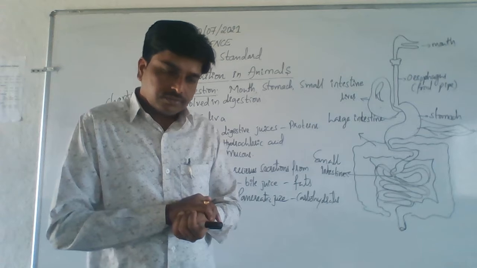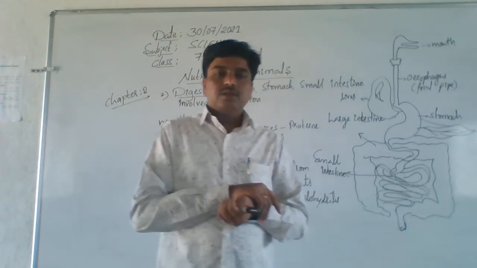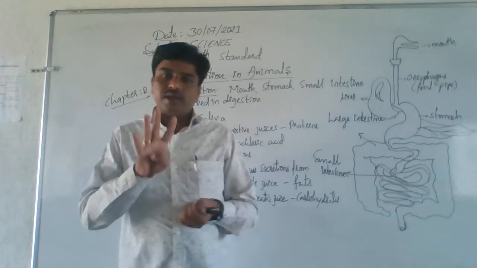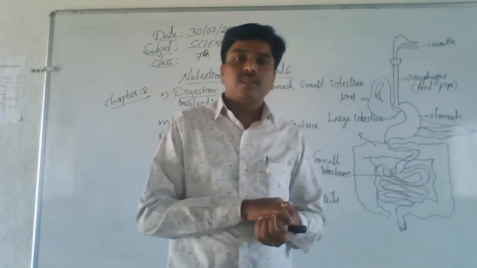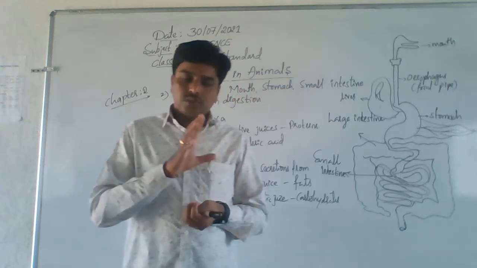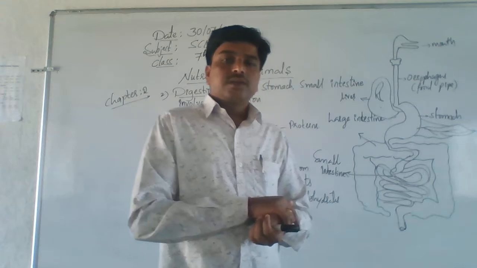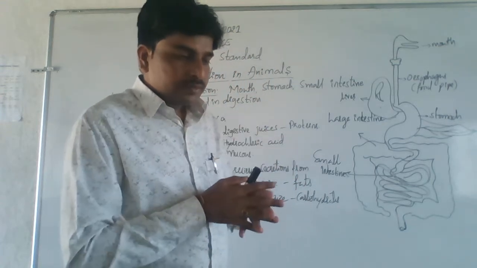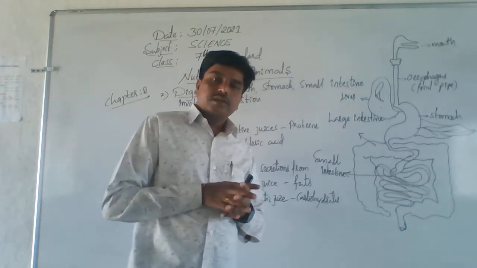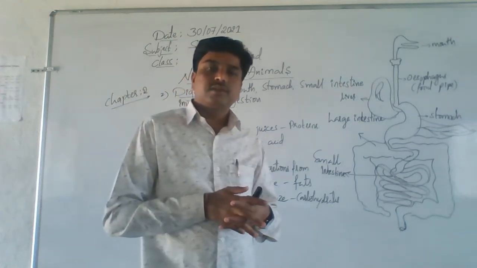And the tongue is also there. The tongue has four kinds of taste buds: sweet taste buds, bitter taste buds, sour taste buds, like that. So let's come to the second main step of nutrition in human beings.